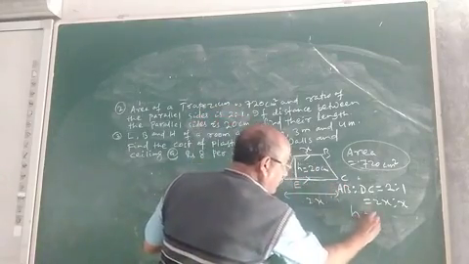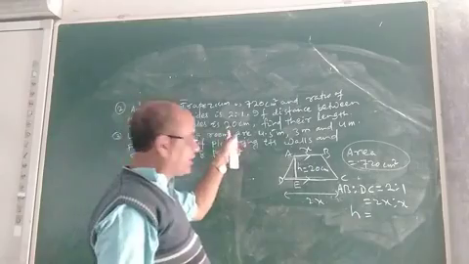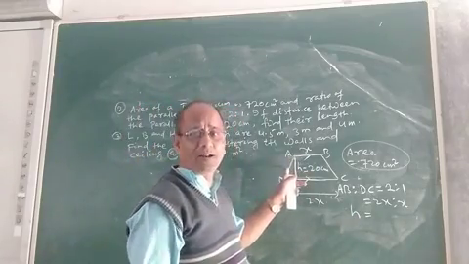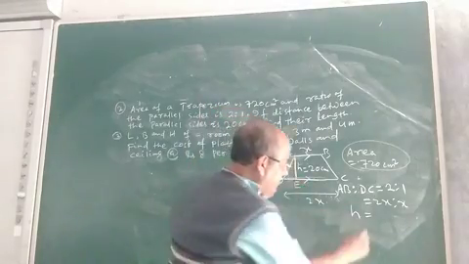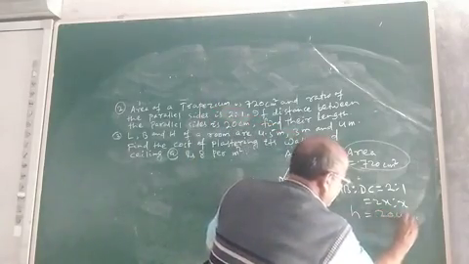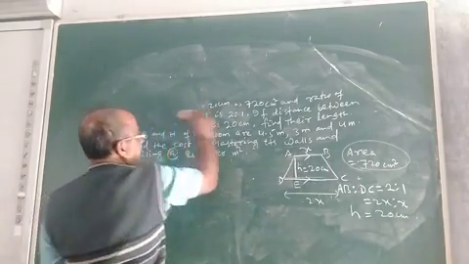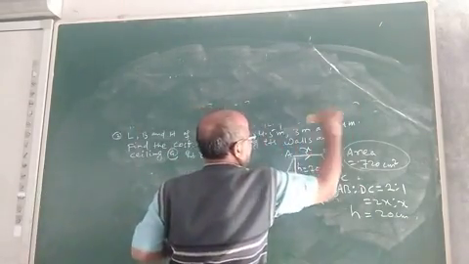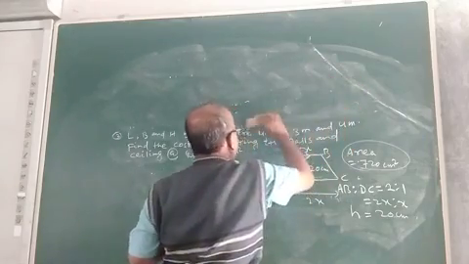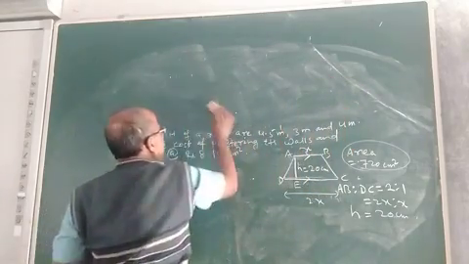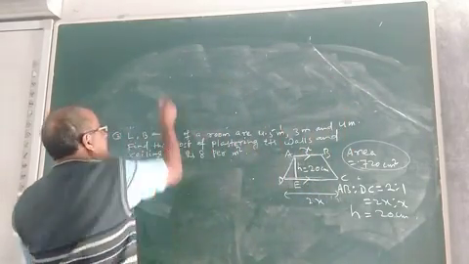And what else are we given? We are also given the distance between the two parallel sides, that is the height. It is given as 20 centimeter. Now how to get x? You know what the formula is to find the area of a trapezium? What is the formula to find the area of a trapezium? You know.